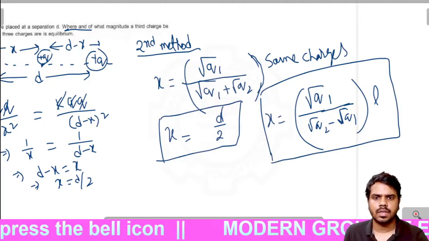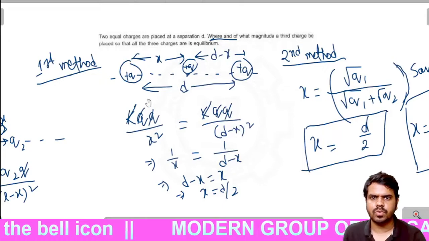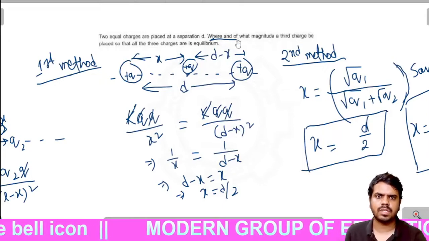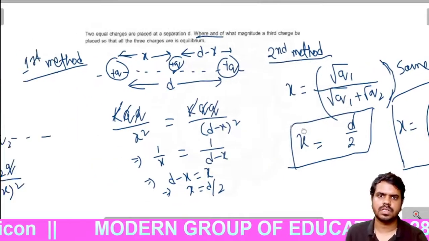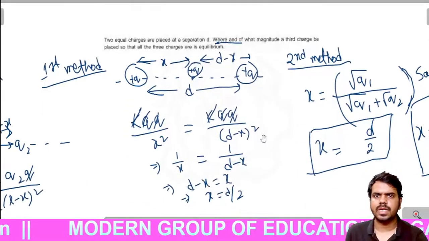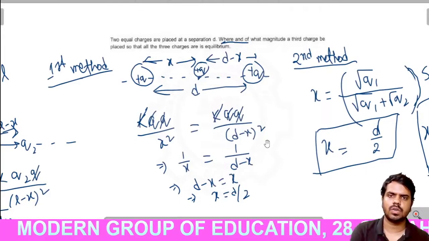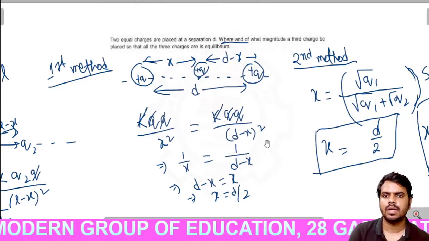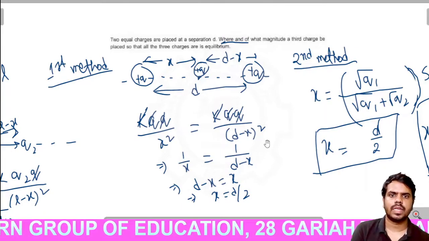So this is the second method, and there is the first method. You have to apply the first method for board purposes, and you have to apply the second method for your NEET and JEE purposes. So this is the second lesson of electrostatics, electrostatics 01. In a later lesson we will learn about the electric field.